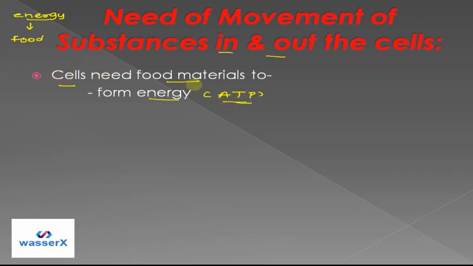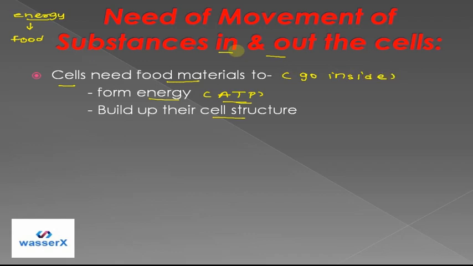So cells need food materials to form energy and build up their cell structure. If the cell wants to keep its shape, then it has to maintain or build up its cell structure. For this, they need food material, and this food material has to go inside the cell. So by this we are clear why there is a need for movement of substances inside the cell.